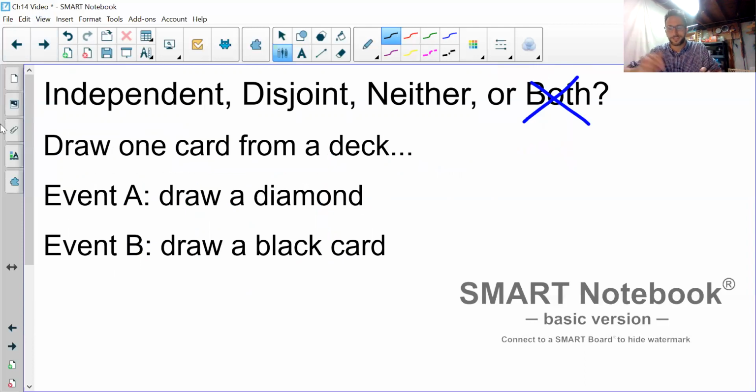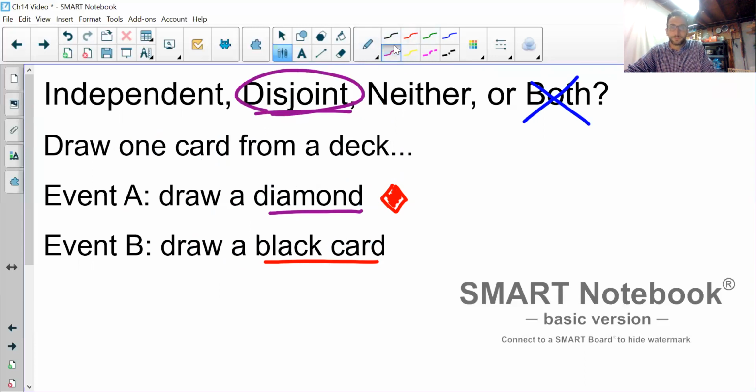But I never want you to just memorize stuff for no reason. Anyways, when I go through these, my thought process, I start with disjoint. Can they both happen? So if I draw one card from a deck, is it possible I draw a diamond? And just in case you don't know, a diamond is that, and it's red. Can I draw a black card? Can I do both of these? So the first thing I like to think about is disjoint.